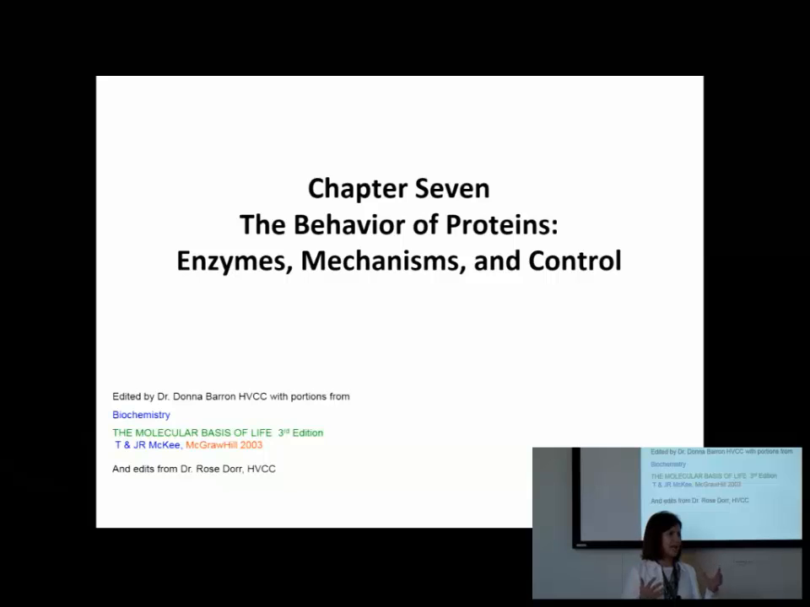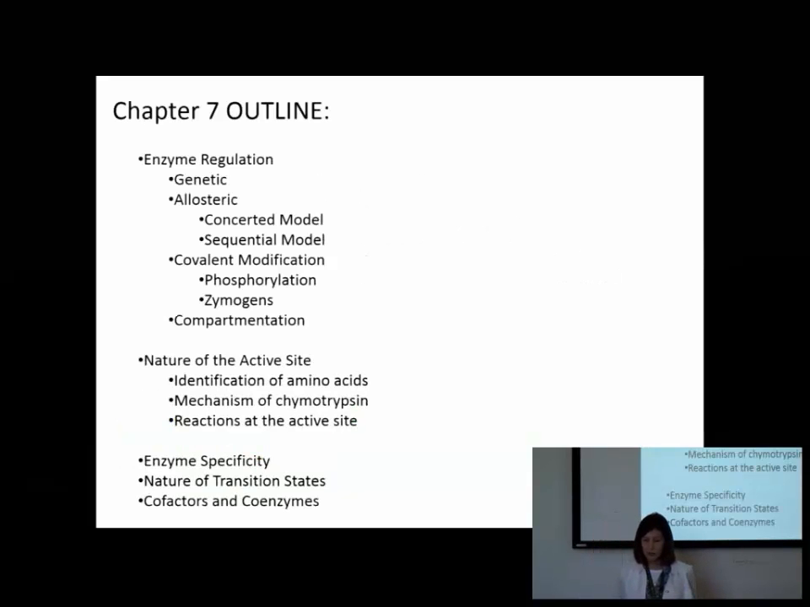So first we're going to start talking about regulation. We're going to focus on the allosteric models. But there are different ways to regulate enzymes. Then we're going to talk about how we identify the amino acids that are at the active site. We're going to look at chymotrypsin, at the chemistry that goes on in chymotrypsin, and look at the reactions. And then we have a couple of other things that we're going to talk about.